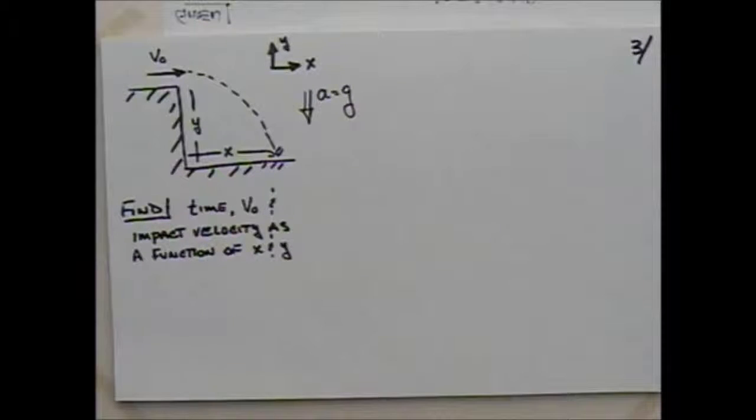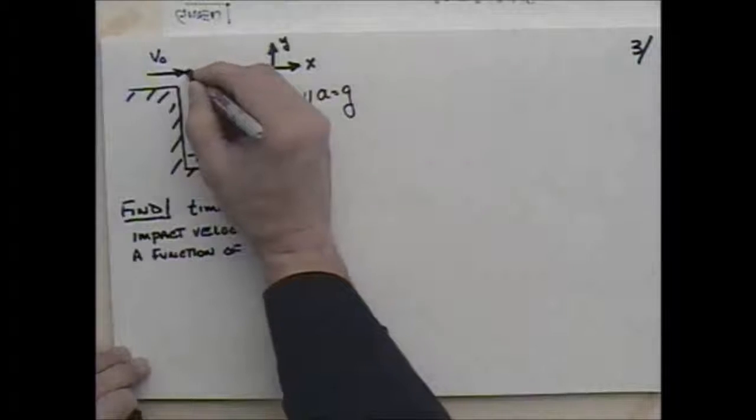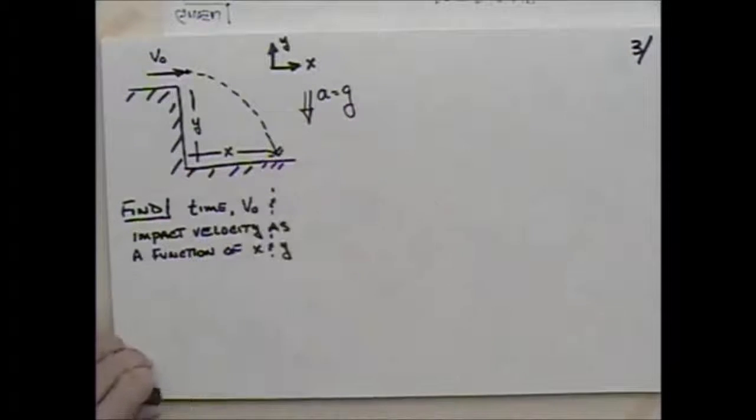So what I'd like to do with this scenario is, one, find the time that this is going to be in the air. How long is this object going to be in the air from this point up here to its impact down there? I'd like to find the original velocity v0, this horizontal velocity v0, and I'd also like to find the impact velocity here when it hits the ground. And I'm going to hopefully find those all as a function of x and y, because x and y are pretty easy to measure.